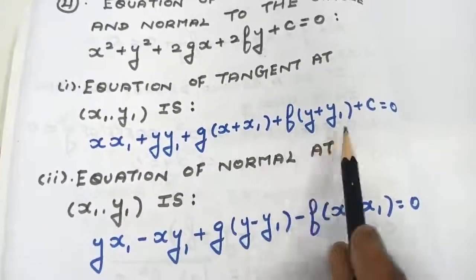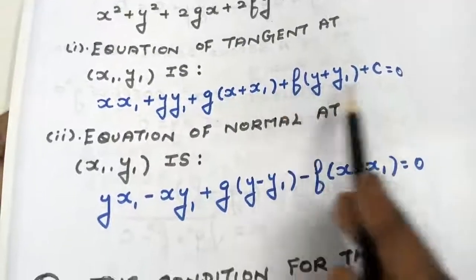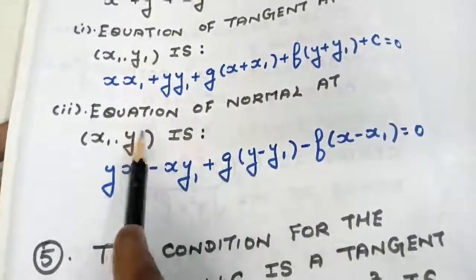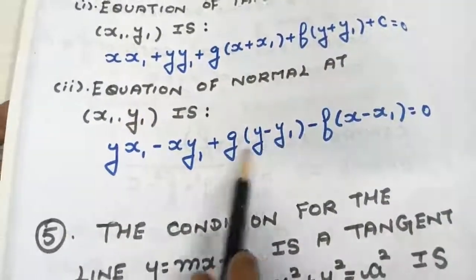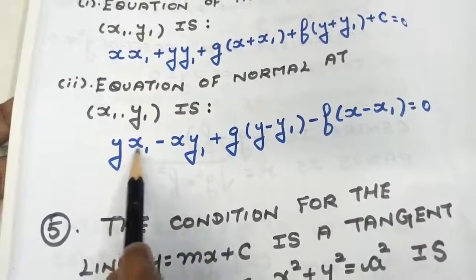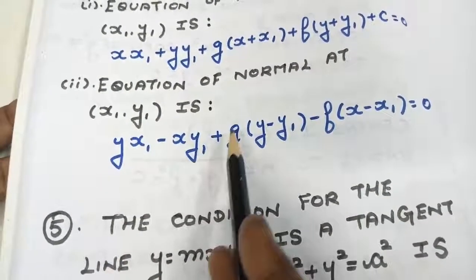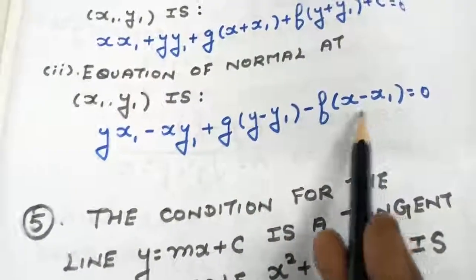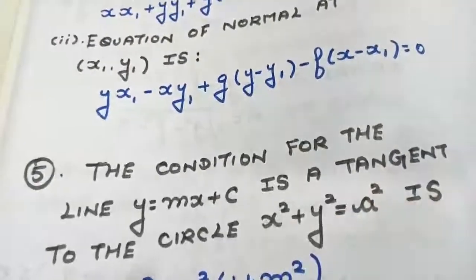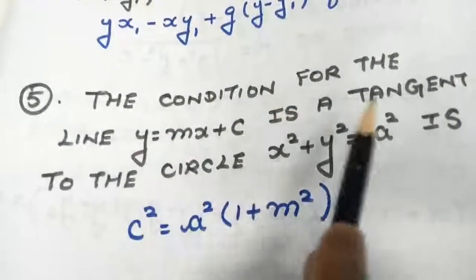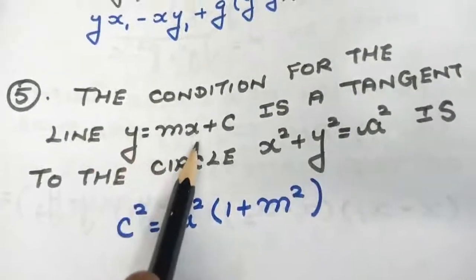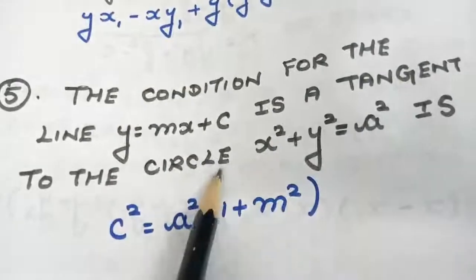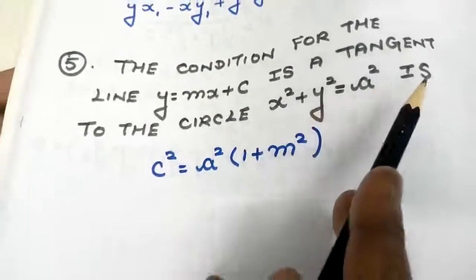You have to keep some trick in your mind and keep these equations in your mind. Equation of normal, they are giving you this formula, that is y x1 minus x y1 plus g into y minus y1 minus f into x minus x1 equal to 0. The last one is the condition for the line y equal to mx plus c to be a tangent to the circle x square plus y square equal to a square.